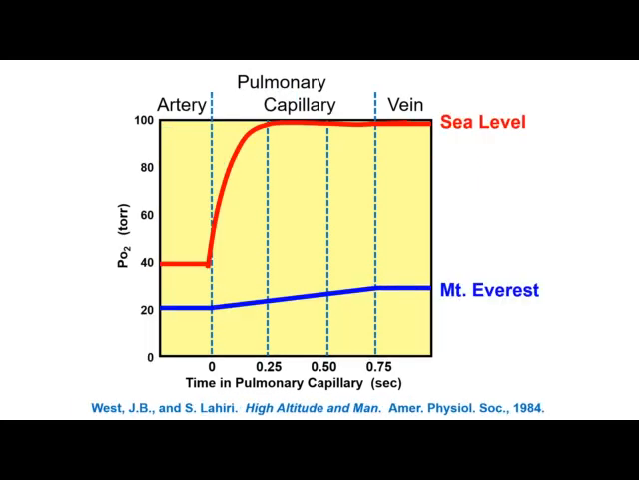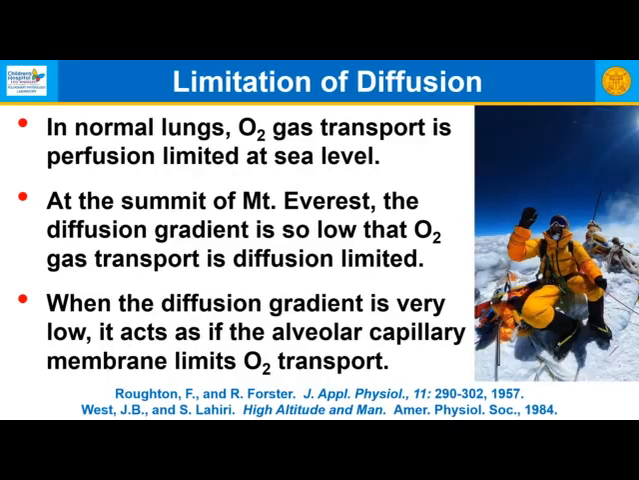So it turns out that at sea level, in normal lungs, oxygen transport is perfusion limited, but on the top of Mount Everest, extreme altitude, as we'll learn down the road, transport is in fact diffusion limited. That is, the main impediment to diffusion is across the alveolar capillary membrane, not because it's different, but because the diffusion gradient across it is so low that basically it acts as if that's the impediment.